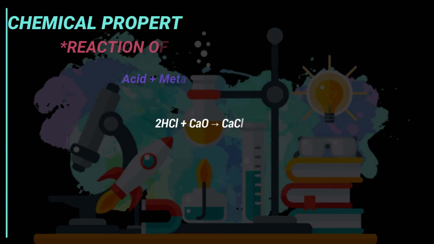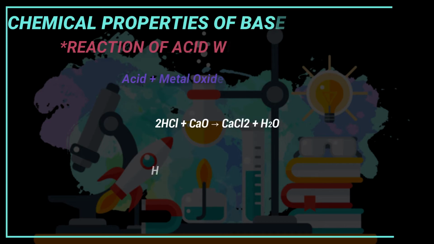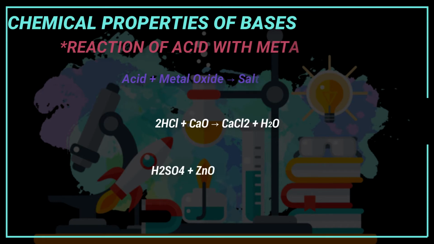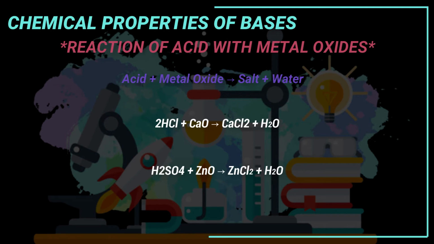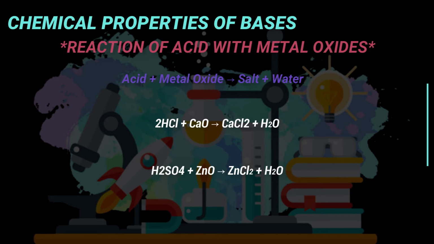Number 4. Reaction of acid with metal oxides. Metal oxides are basic in nature. Thus, when an acid reacts with a metal oxide, both neutralize each other and the respective salt and water are formed. Example: calcium oxide is a metallic oxide which is basic in nature, and reacts with hydrochloric acid. Neutralization reaction takes place and calcium chloride along with water is formed. Similarly, sulfuric acid reacts with zinc oxide, then zinc sulfate and water are formed.